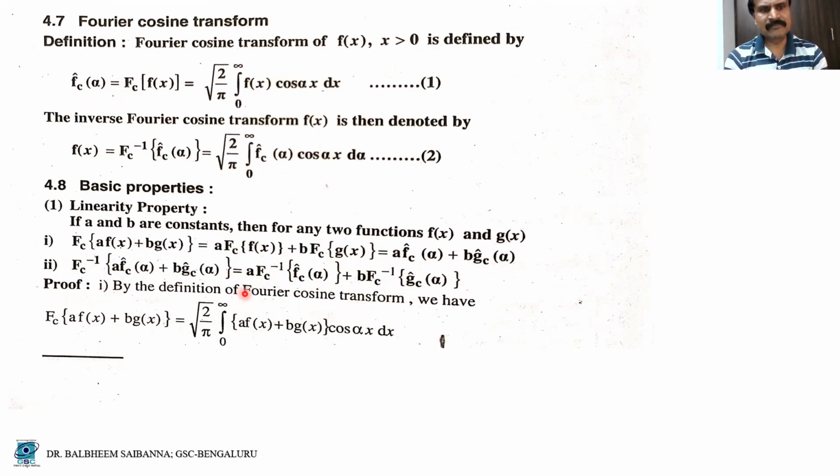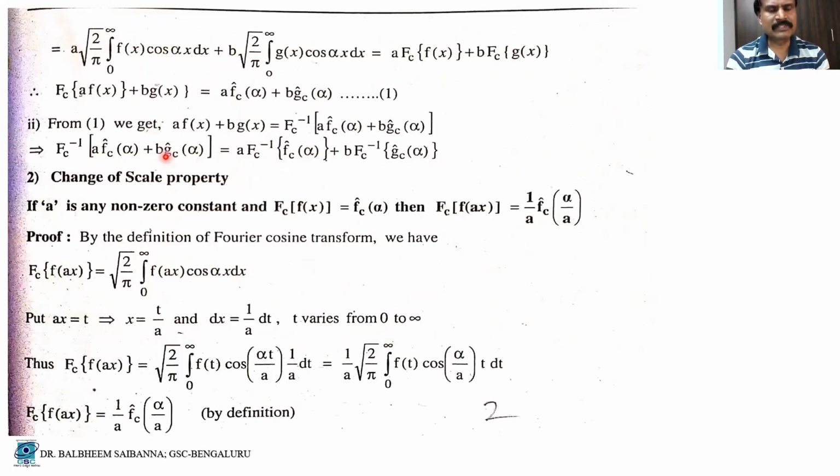First one, by the definition of the Fourier cosine transformation, fc of a f of x plus b g of x is equal to root of 2 by pi integral 0 to infinity of f of x cos alpha x dx, where in place of f of x we have a f of x plus b g of x. So the integrand is a f of x plus b g of x, times cos alpha x. Next we write the terms separately.